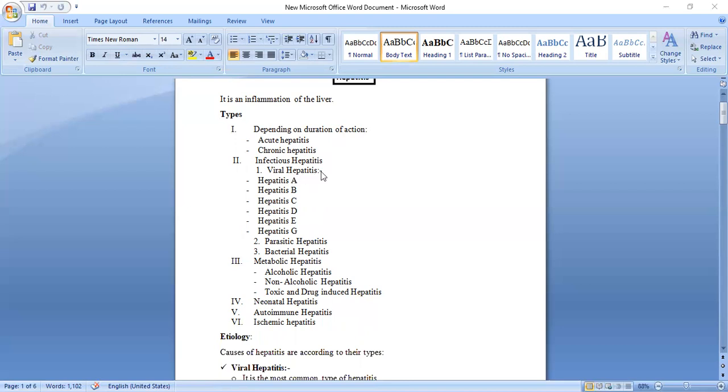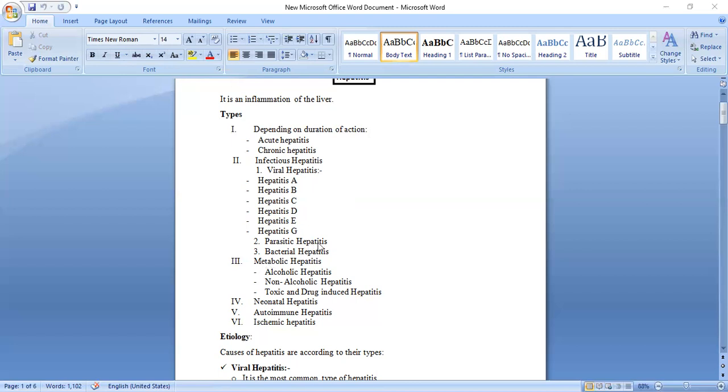In infectious hepatitis, three types are there again: viral hepatitis, parasitic hepatitis, and bacterial hepatitis. Viral hepatitis is again divided into hepatitis A, B, C, D, E, and G. In detail, we will see afterwards. Now, listen, this much only for the types of viral hepatitis.